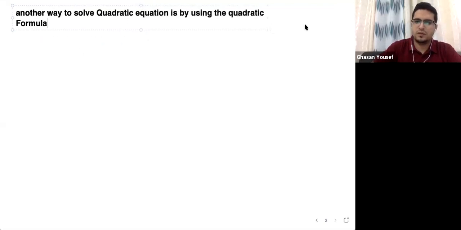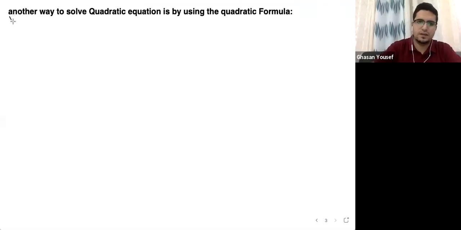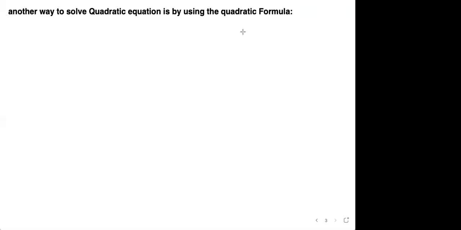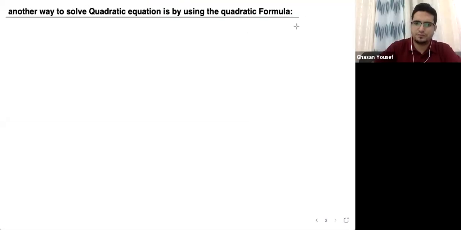What is the meaning of a quadratic formula? Yes, go ahead. The formula is x equals minus b plus or minus the square root of b squared minus 4ac over 2a. Yes, this is correct. So this is the quadratic formula for any quadratic equation.